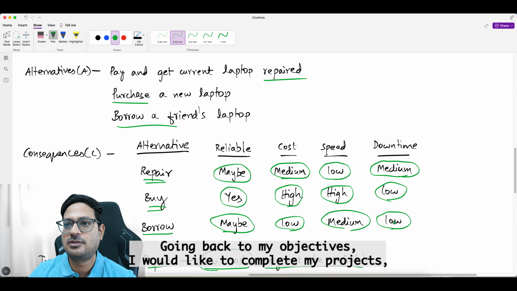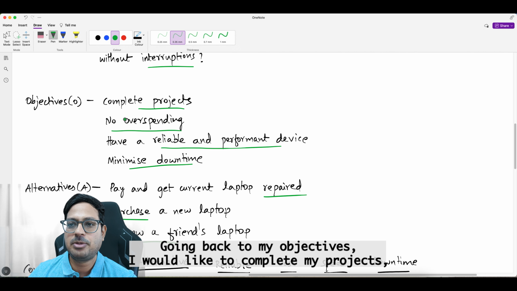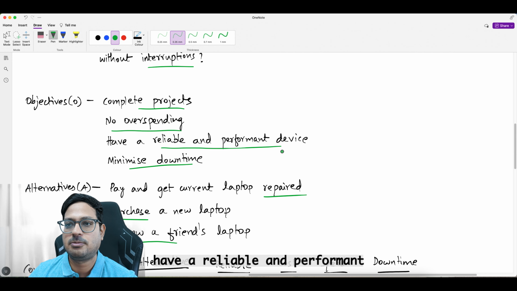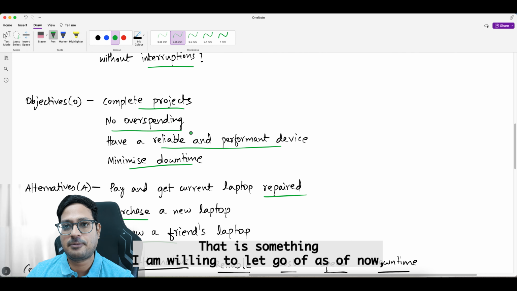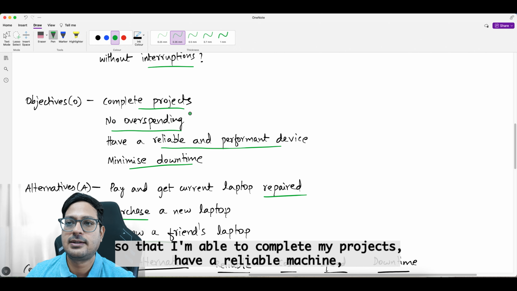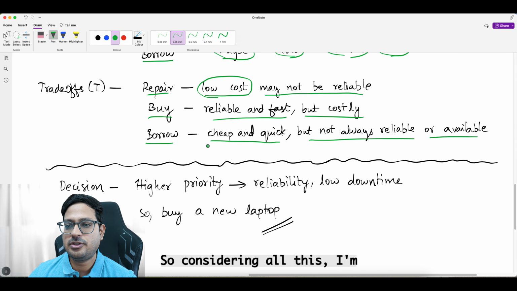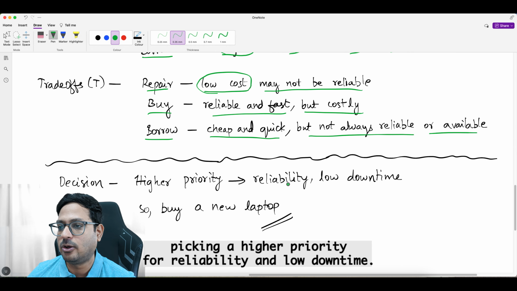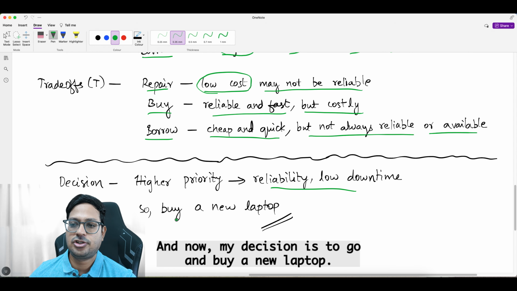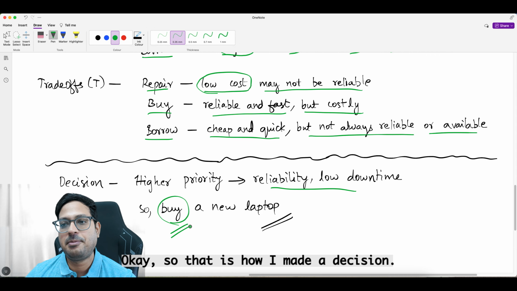Going back to my objectives, I would like to complete my projects, have a reliable and performant machine, and minimize downtime, and also not overspend. That is something I'm willing to let go of as of now, so that I'm able to complete my projects, have a reliable machine, and minimize downtime. So considering all this, I'm picking a higher priority for reliability and low downtime. And now my decision is to go and buy a new laptop. Okay, so that is how I made a decision.